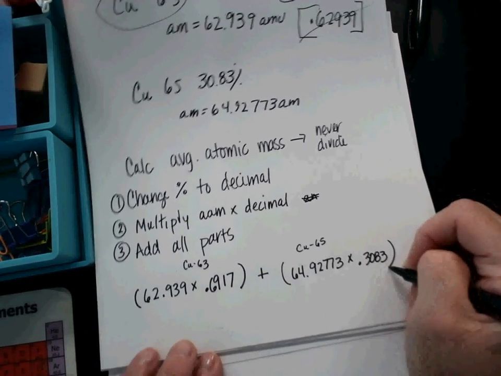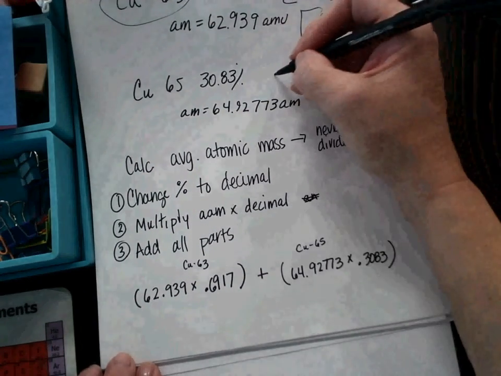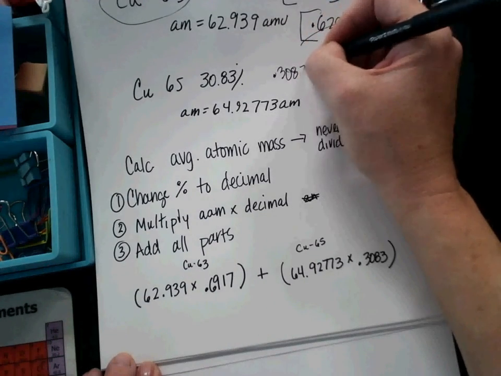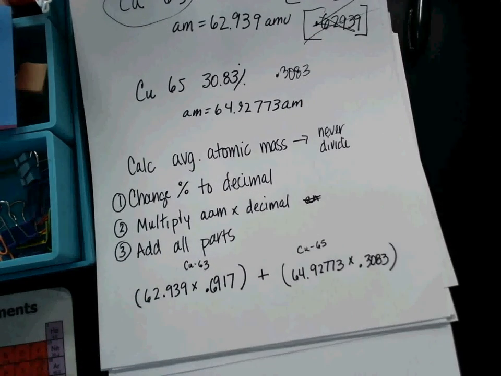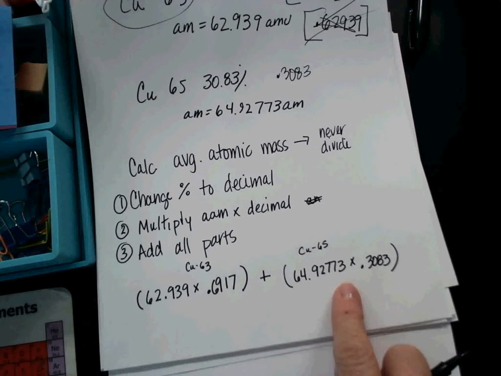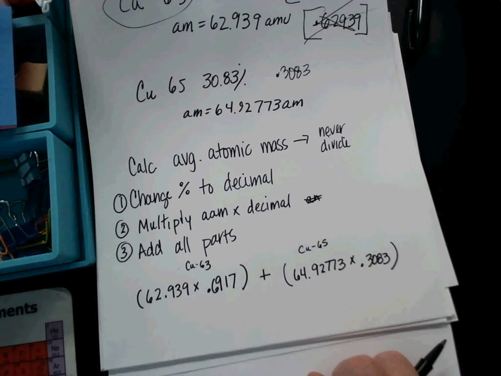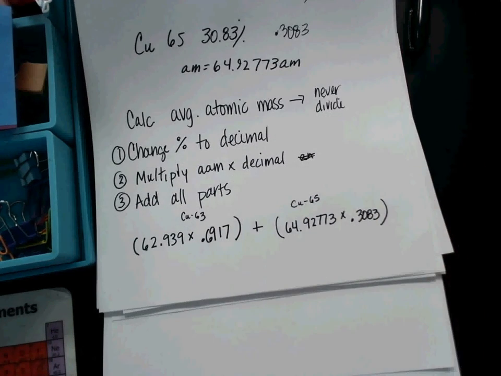I got the wrong thing written there. 0.3083. You guys didn't tell me. I didn't use percent. So I do the math in each parenthesis and I add them together. You can do the whole thing in one equation on your calculator, or you can do it in parts. So let's do that. Put it in your calculator. Be sure you do parentheses plus the other set in parentheses if you're doing it all at once.